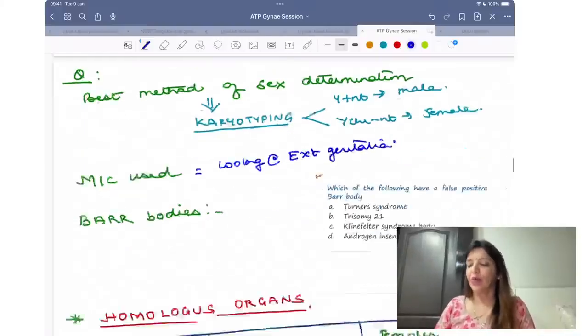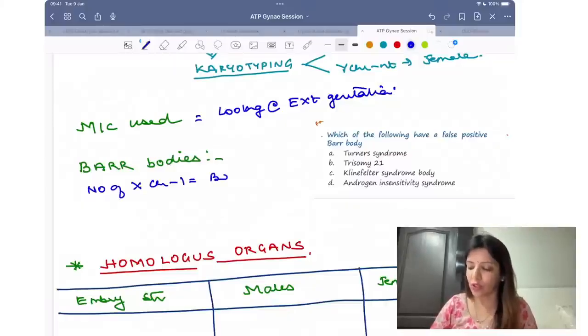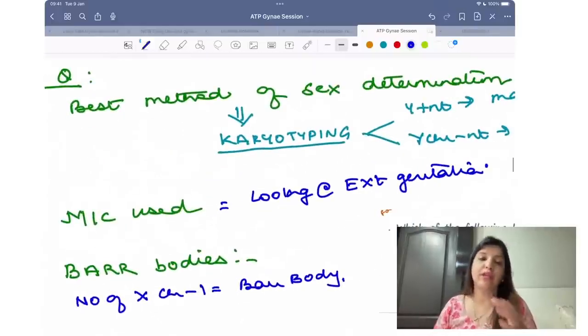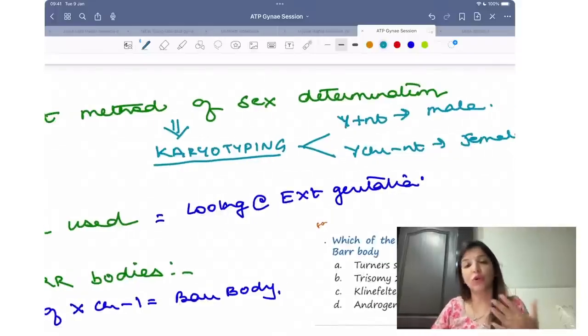Right? Then, what are bar bodies? Bar bodies are another method of sex determination, where the number of X chromosomes minus 1 is equal to the number of bar bodies. Now I want to tell you karyotyping is the best method. According to karyotyping, if the Y chromosome is present, we call them males. If the Y chromosome is absent, females.